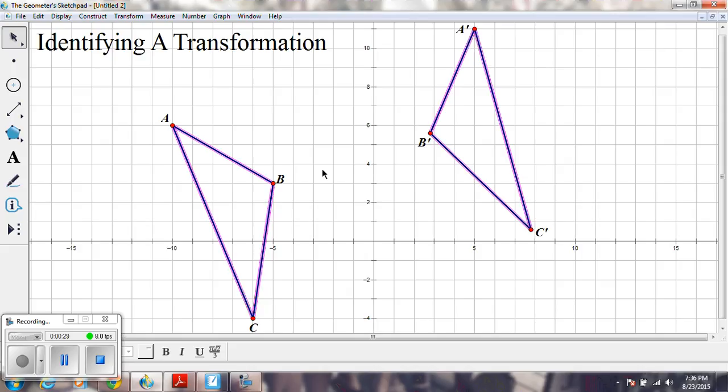If it's a reflection, then there must be a line of reflection about which the original image flipped over to create the ending image. So let's identify where that line of reflection is. To do this, we need to join corresponding points with each other again. Let's say I looked first at B to B prime. I want to find the perpendicular bisector of that segment.